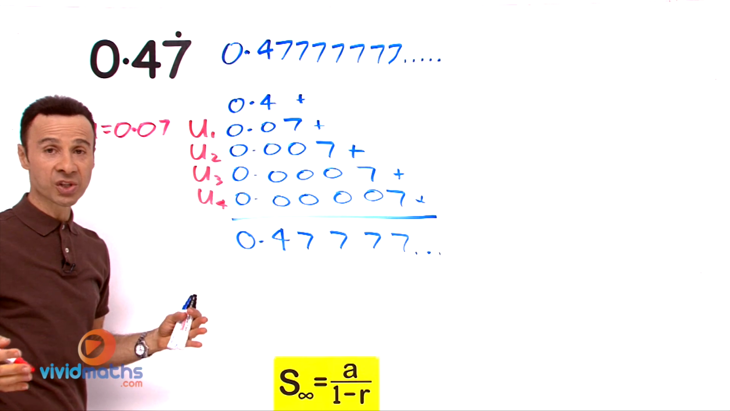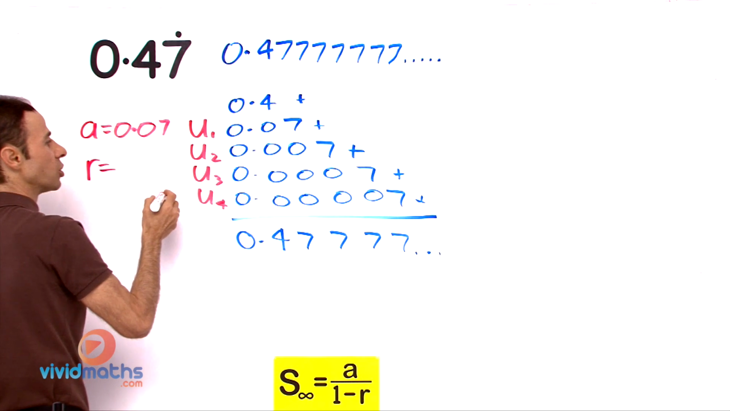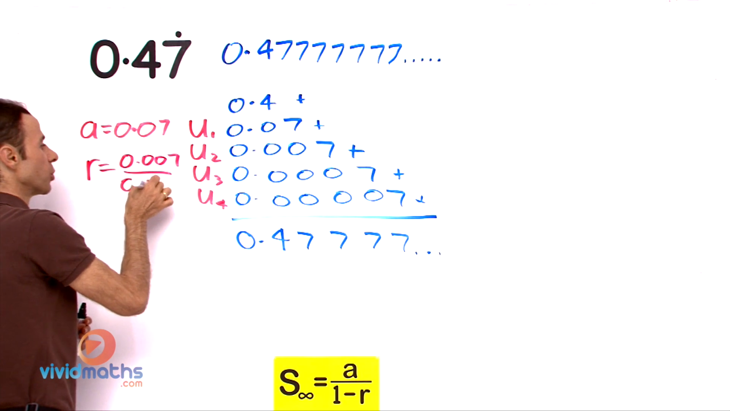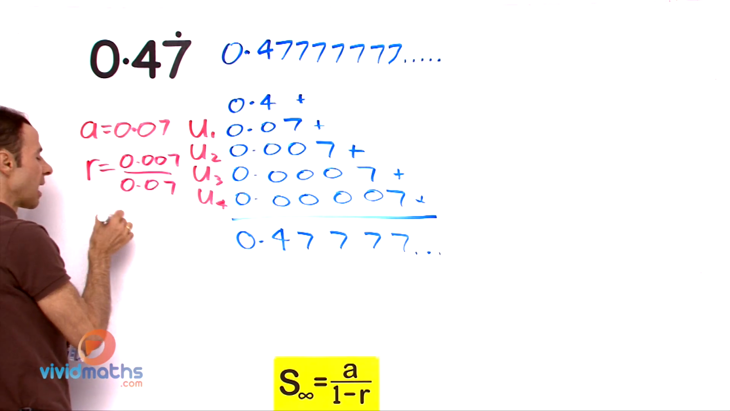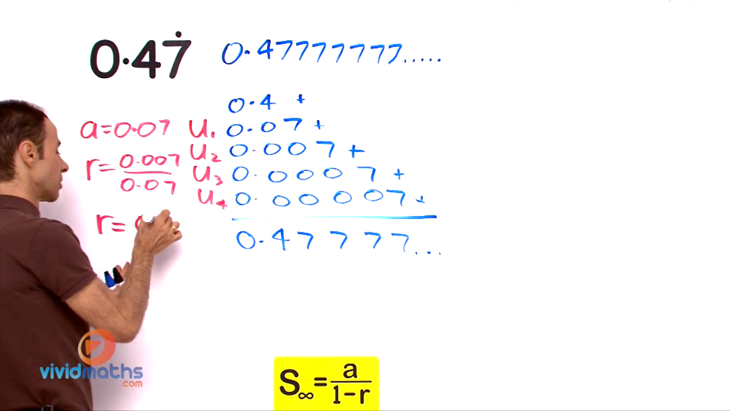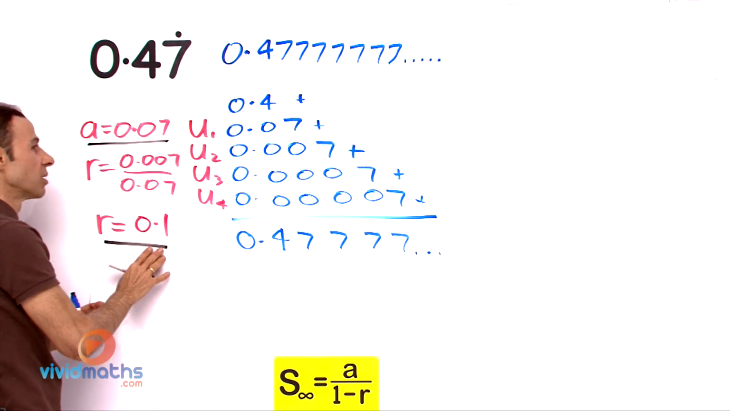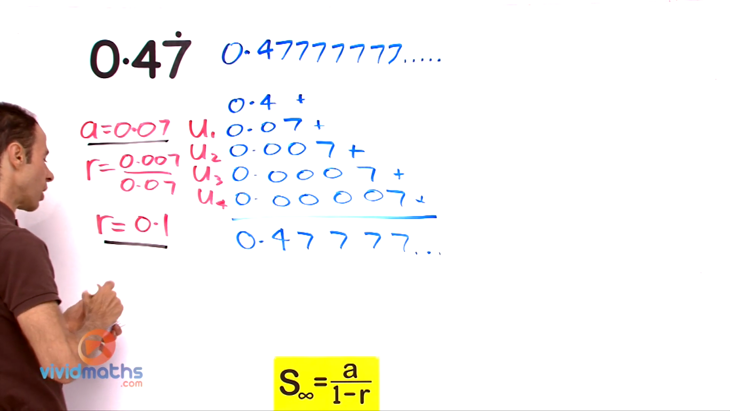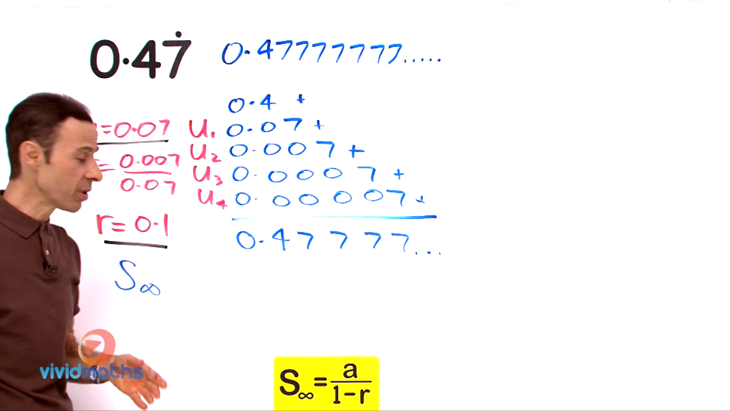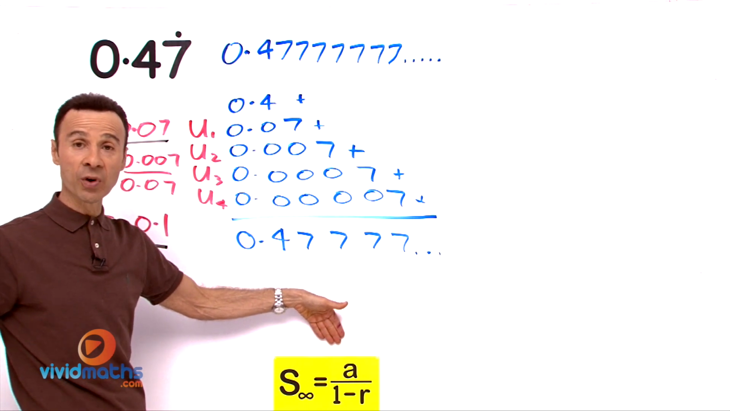And the common ratio of this geometric series, r, is equal to, let's go U2, 0.007 all over U1, 0.07. Dividing them together, r, the common ratio for this particular series is 0.1. So we have our first term and we have the common ratio. Now that we have them, we want to find what the infinite geometric series is. And we're going to use a formula that we're all familiar with. It's right over here. Let's do a recap. Sum to infinity equals a, the first term, over 1 minus r.